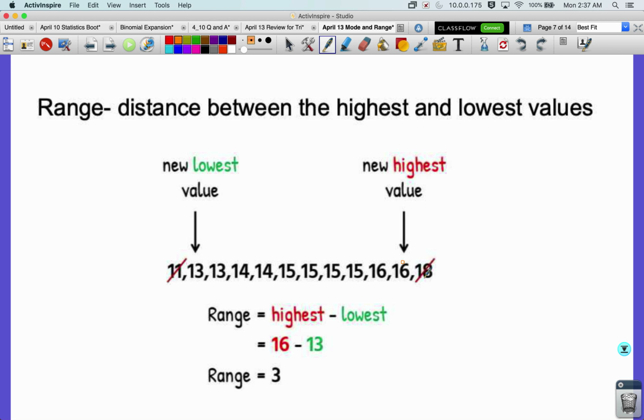Here we see our highest data point. Well, it looks like for some reason they crossed out this 18 and they went with the 16, so this got thrown out. But the highest value was a 16, the lowest value was a 13, and the range there is the distance between them. And how do we find distance? We find it with subtraction.